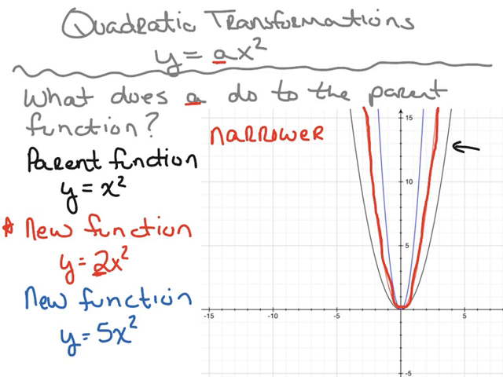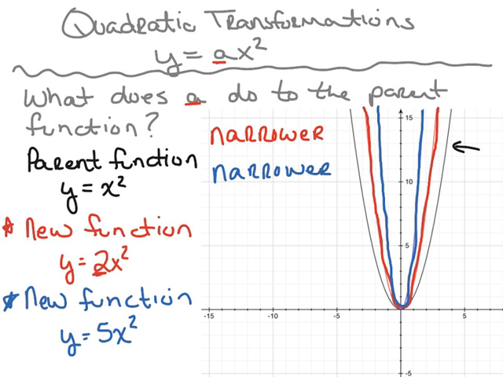Alright, now if you look at the next equation I have here, the new function we have is y equals 5x squared. Notice I've got that one graphed as well. That's this blue one here. And notice that this graph is even narrower or skinnier than the red one. Alright, so that graph became narrower as well. So what's happening is, the larger and larger this value of a gets, the skinnier and skinnier the graph becomes.